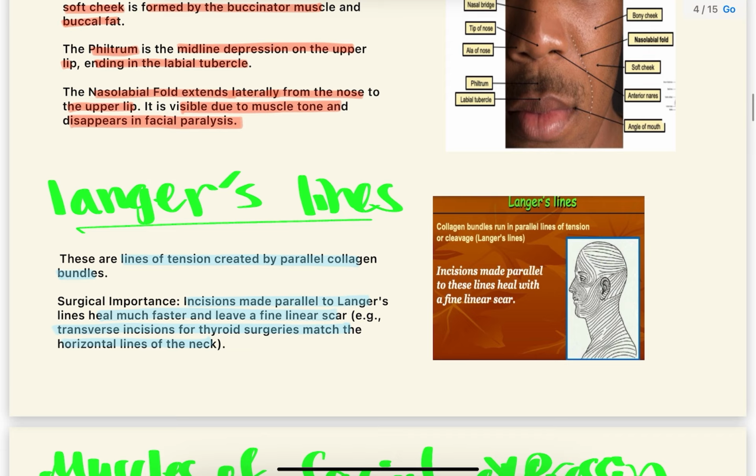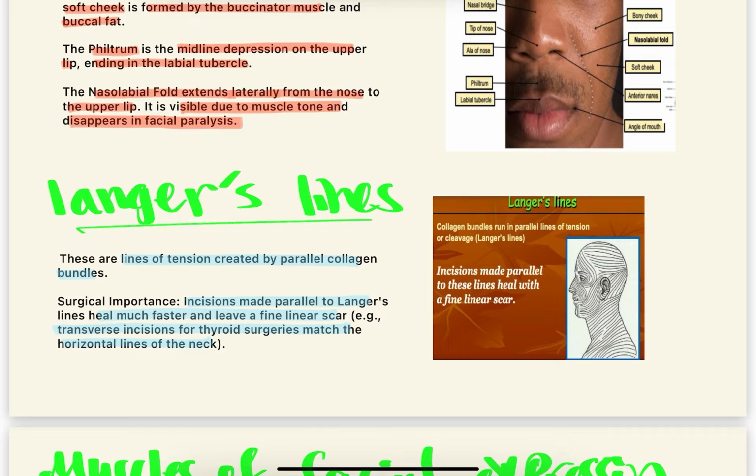Now, the Langer's lines, what are they? These are basically the lines of tension because of the collagen being parallel in bundles. Now, why are these important to know for us? Let's say, for example, in surgery, if the surgeon wants to do an incision, they need to do it parallel to the lines. So each area in the body has a certain sequence. It's not all the same parallel sequence.